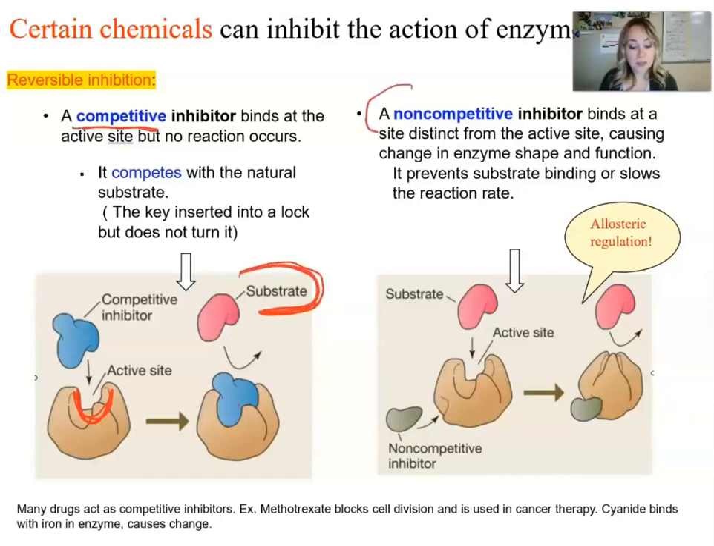A non-competitive inhibitor, we actually talked about that already. So this is allosteric regulation. When you have a molecule that binds allosterically to the enzyme, it causes a change in the active site shape, and therefore the substrate can no longer bind to it, so it means no reaction is going to be taking place.